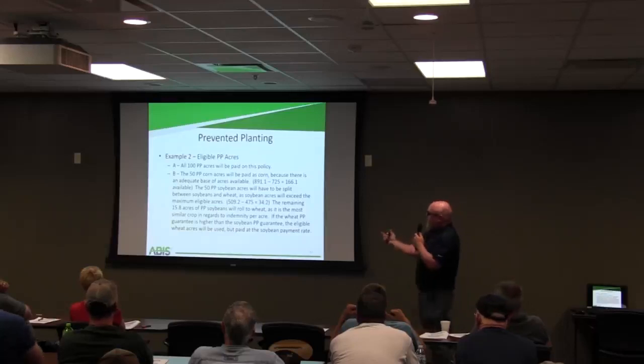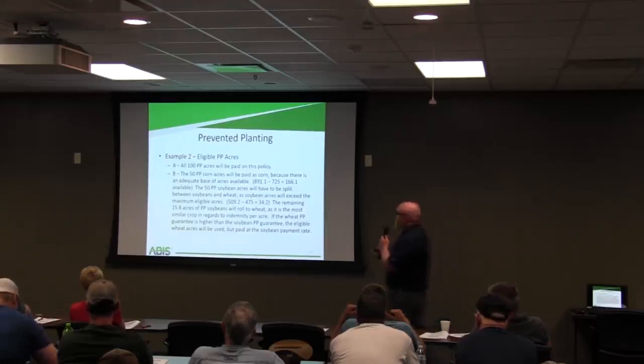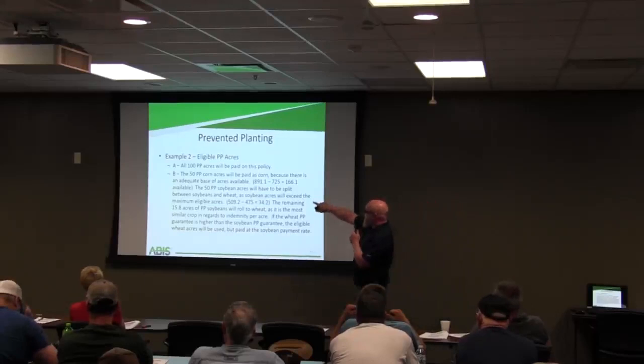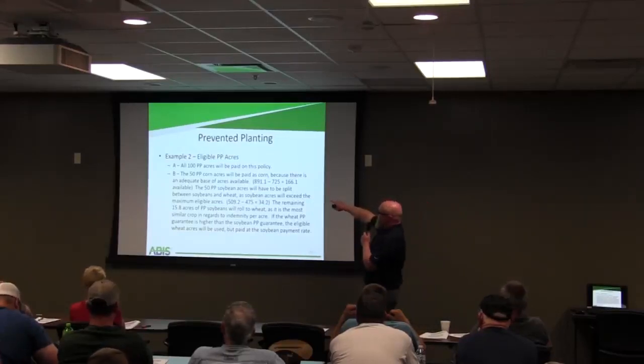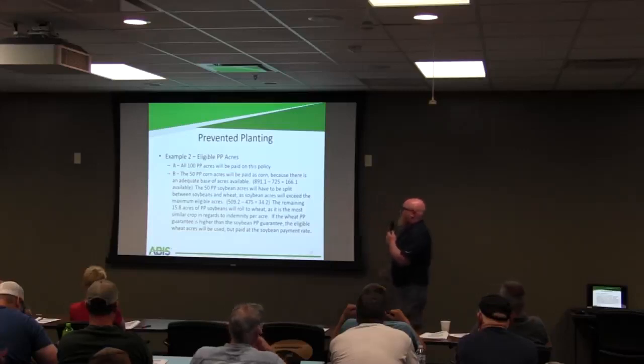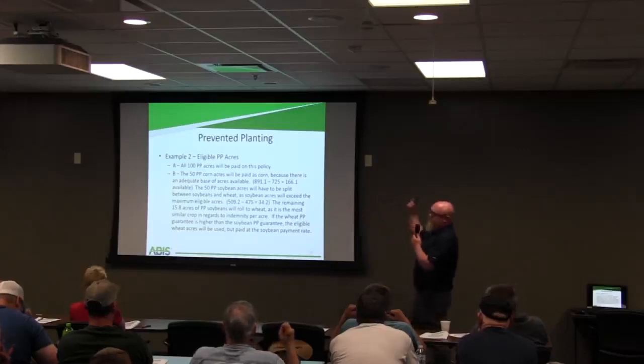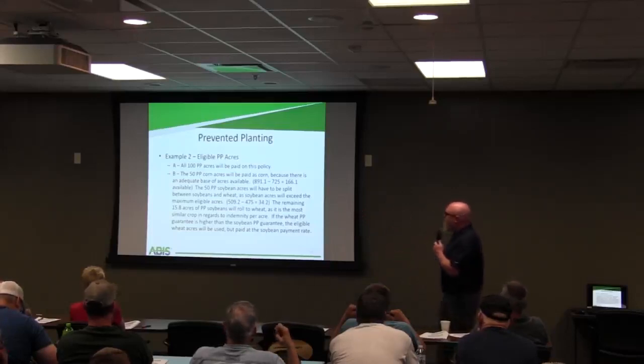The 50 acres of corn will be paid in full at the corn rate because his maximum eligible on corn is 891. And so he had 725 planted, so he's got 166 acres eligible. So 166 is greater than 50, so he's in no trouble there.